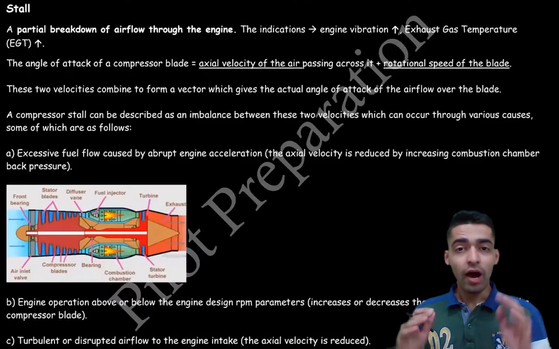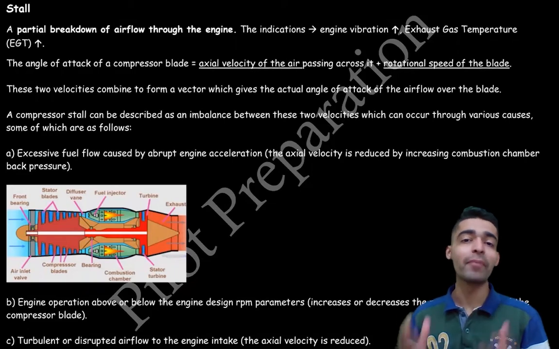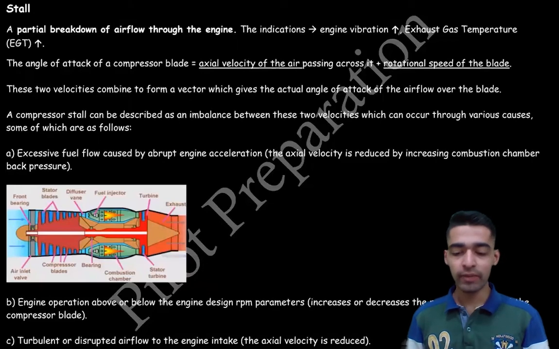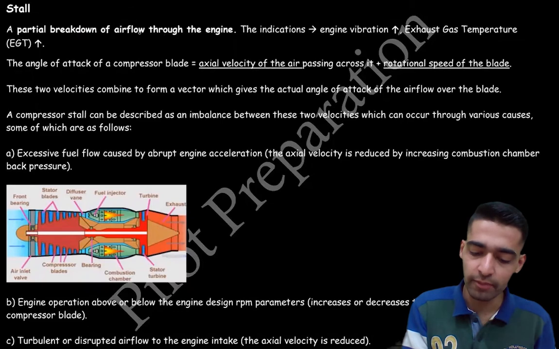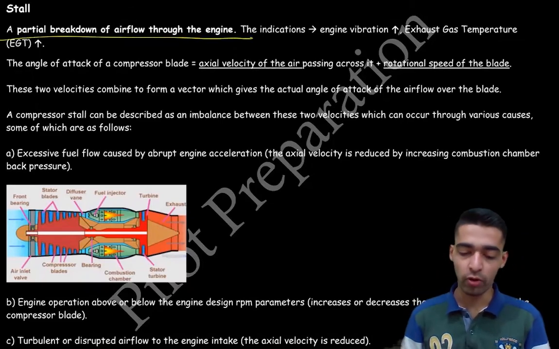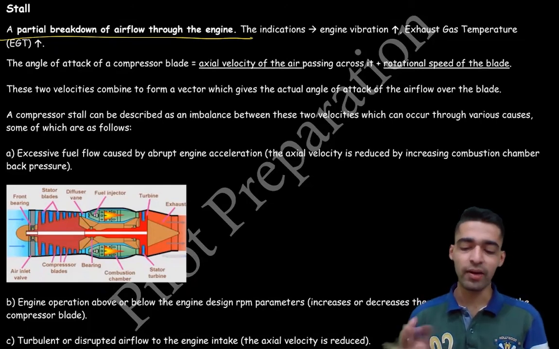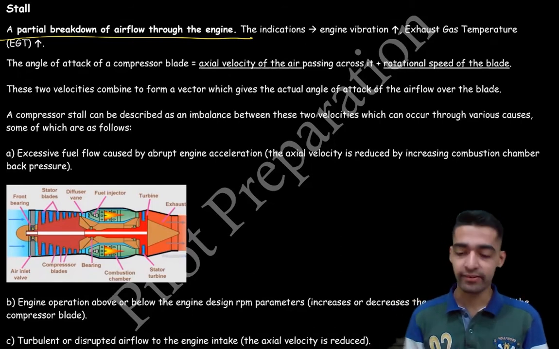Okay. Now let's see the different conditions because of which engine breakdown may happen. So first is stall. Stall is nothing but a partial breakdown of airflow through the engine. Remember this term because this comes again for one mark. Whatever is there in the bold is very important. So a partial breakdown of airflow through the engine can lead to stall. Stall is nothing but partial breakdown of airflow, or we can say partial breakdown of engine itself.